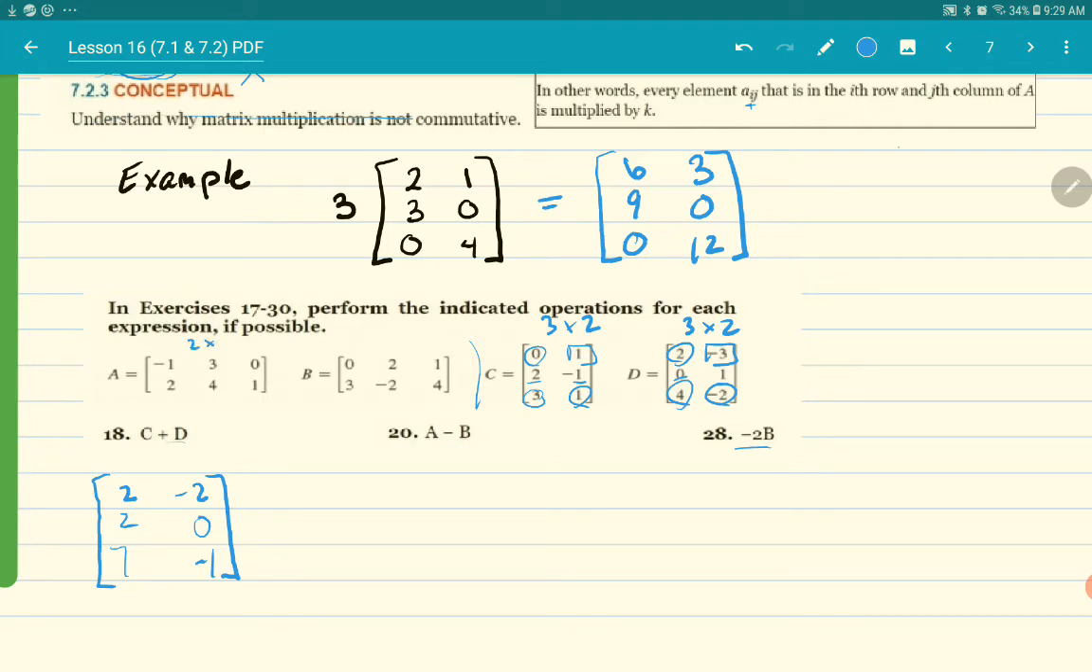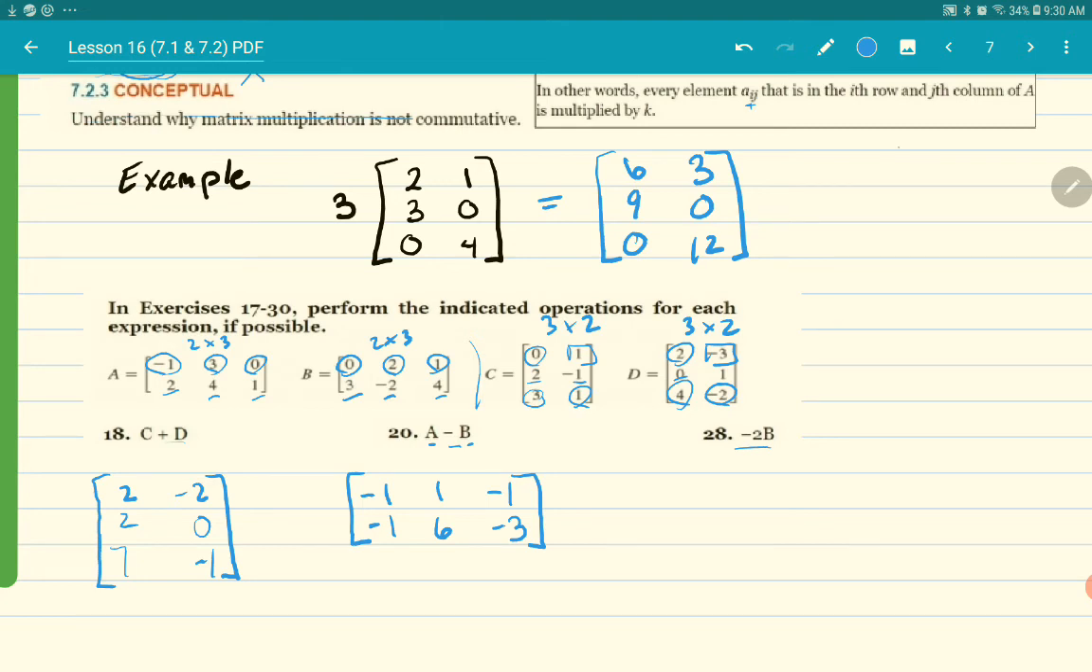Now subtracting, so we want A minus B. A is a 2 by 3. B is a 2 by 3, which means I can subtract them. They're the same order. And it also means I'm going to end up with a 2 by 3 matrix. And I just subtract the parts. So A minus B. So that's negative 1 minus 0. 3 minus 2. 0 minus 1. 2 minus 3. 4 minus a negative 2, so that's plus 2. And a 1 minus 4. And there's number 20.